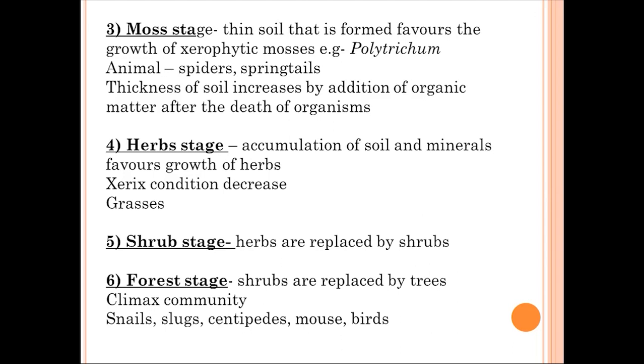And the xeric conditions decrease. Okay, here it should be xeric, it's a spelling mistake. Please note that. So the xeric conditions decrease, that means the dry conditions decrease in that case. Then the next is the shrub stage. Herbs are replaced by shrubs, and then finally shrubs are replaced by trees, which is the climax community or the forest stage. So we see a number of organisms associated with forests like snails, slugs, centipedes, mouse, birds.